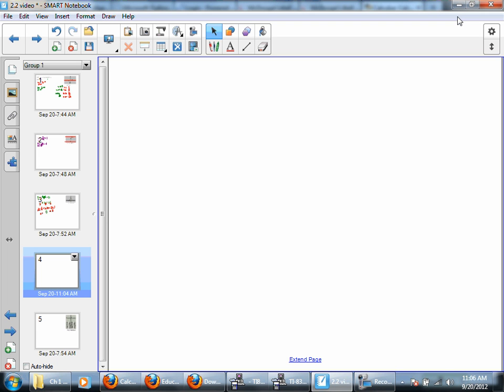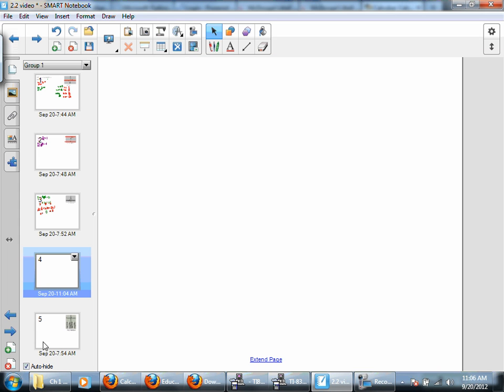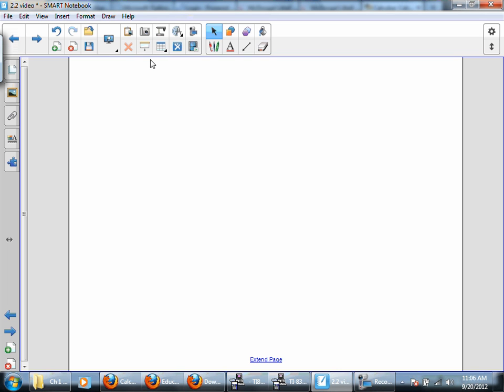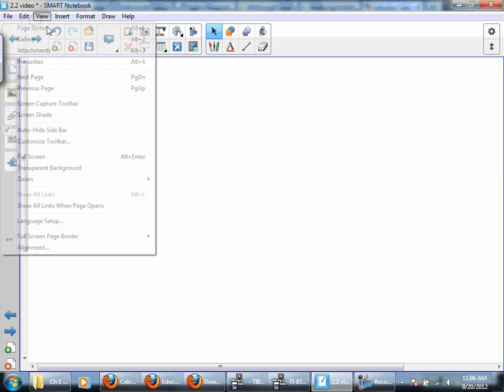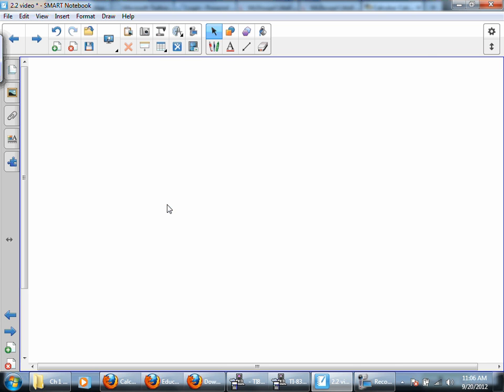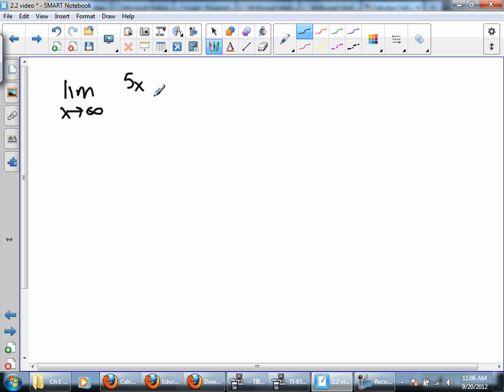On page 67, it starts by saying, let me get this set so we have a full screen to write on. That's a little big. All right. So starting with example 3, we want to find the limit as x approaches infinity of 5x plus the sine of x, all over x.